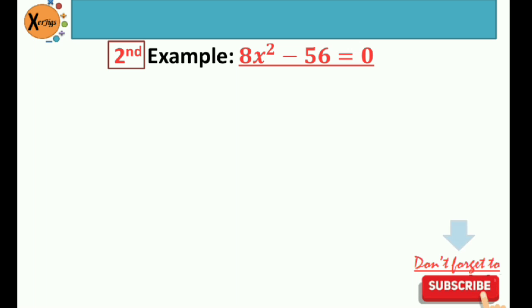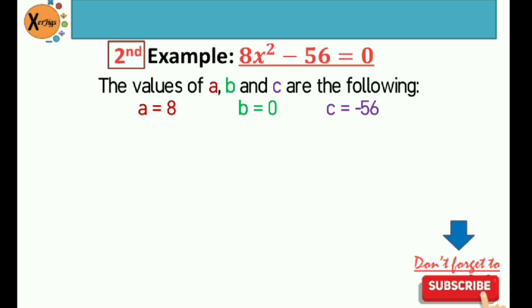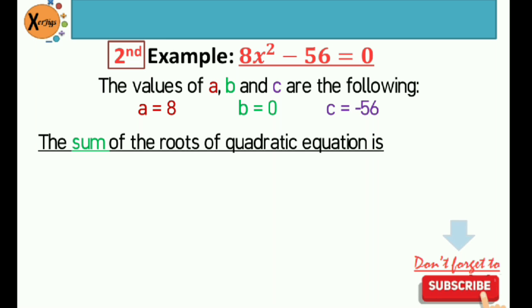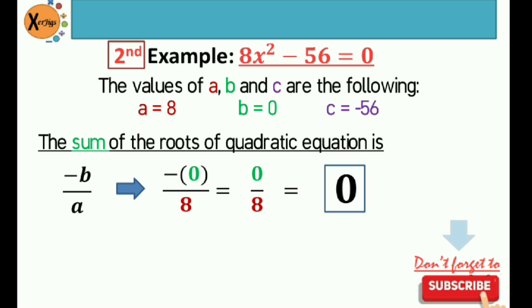So second example, 8x squared minus 56 is equal to 0. What is the value for a, b, and c? So therefore, our a here is positive 8, b is equal to 0, and c is negative 56. So for the sum of the roots, you need to write the formula first. That's negative b over a. So our b here is 0, so we don't have any linear term. If there is no linear term in a quadratic equation, your b is automatically 0. So a here is 8. Therefore, 0 divided by 8, that is 0.